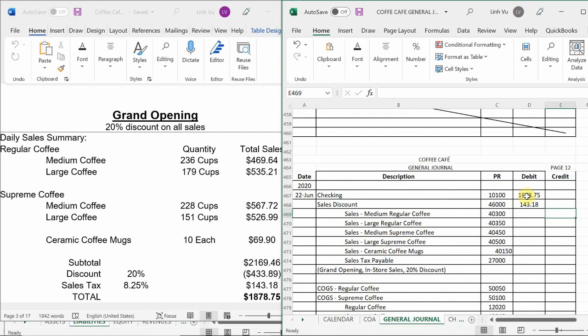$143.18. Sales for medium regular coffee, $469.64. Okay. Large regular coffee, $535.21. Medium supreme, $567.72. Large supreme, $526.99. And ceramic coffee mugs, $69.90. And sales tax.